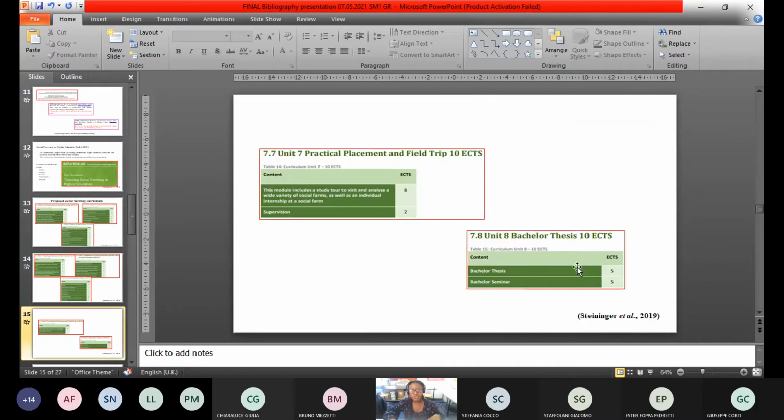And Unit 7 is going to be based on the farm placement and field trips. And finally, we are going to have Unit 8, which is going to be the conclusion of the whole curriculum, with a thesis and a seminar so that people can be certified as social farm experts.